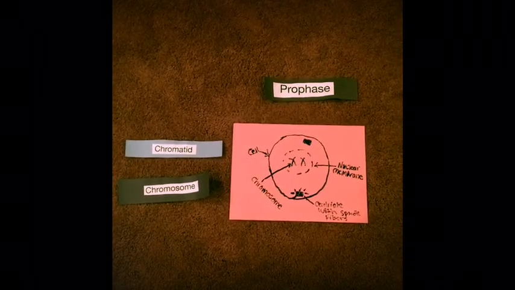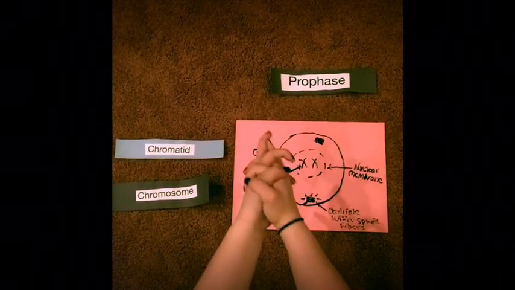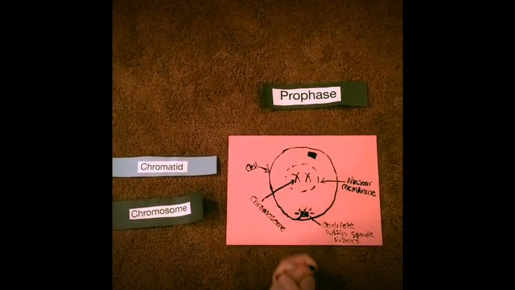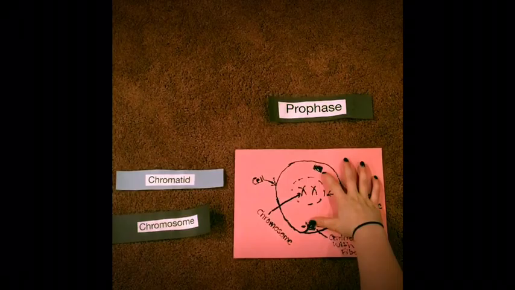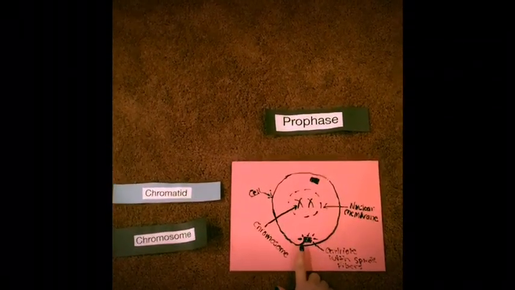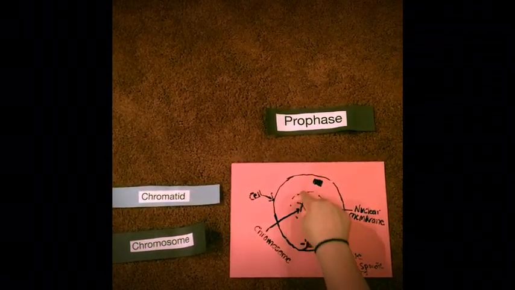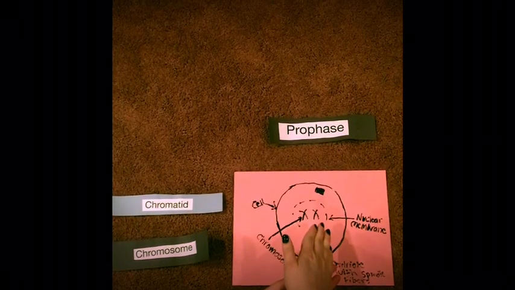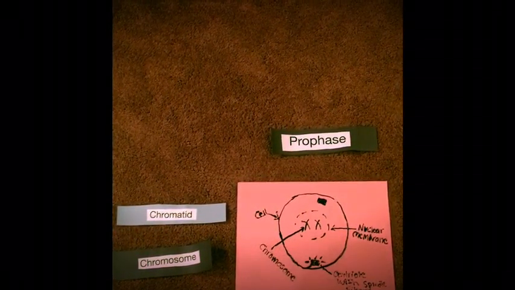Prophase is the first phase. Chromatin condense to become chromosomes. Centrioles move to opposite sides of the cell and spindle fibers are created. The nuclear membrane starts to disappear.